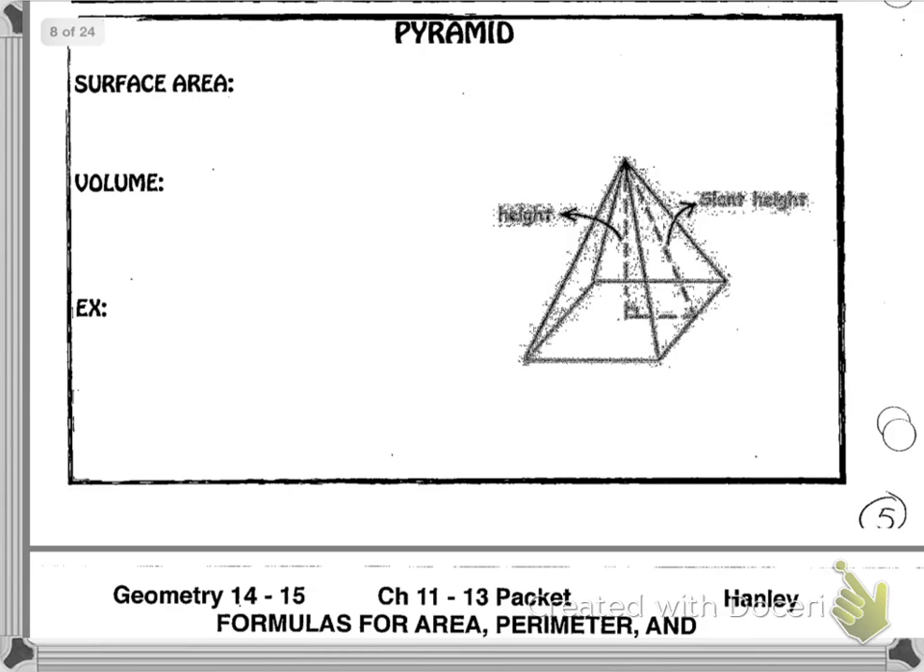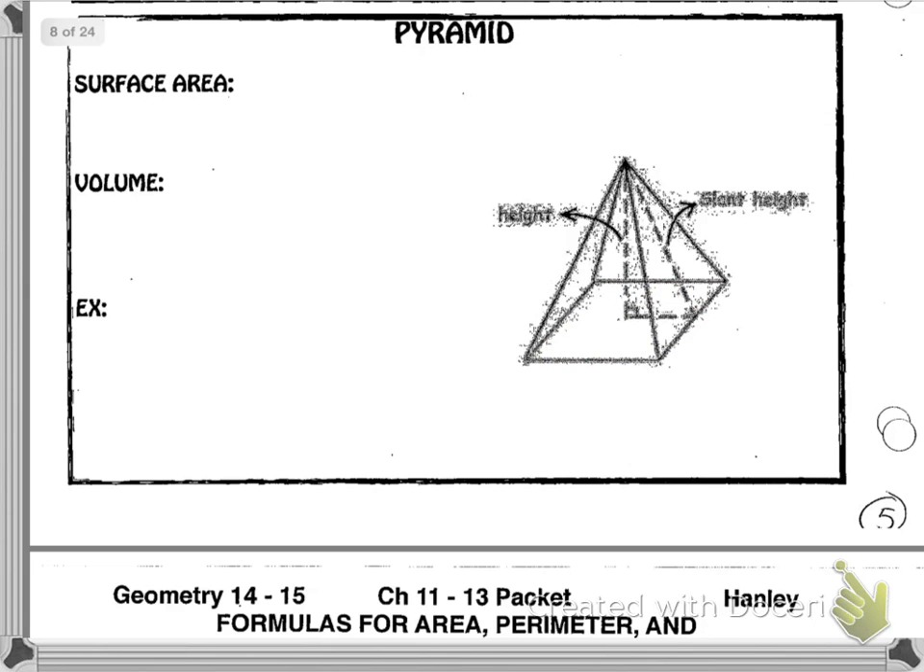Alright, so next we have pyramids. Pyramids are similar to a cone, but rather than their base being a circle, their base is a rectangle or a square. And that would be for a rectangular pyramid. The base of a pyramid could be an alternate shape. It could be a triangle, but you would have to modify your formula if that were the case.